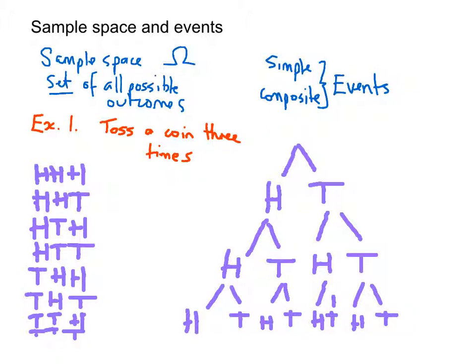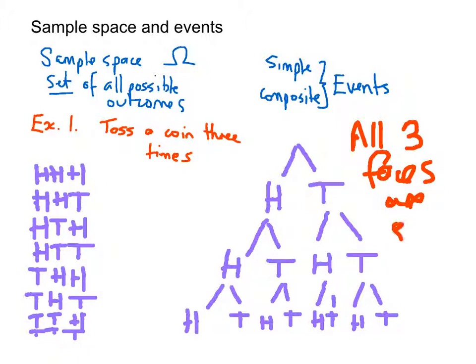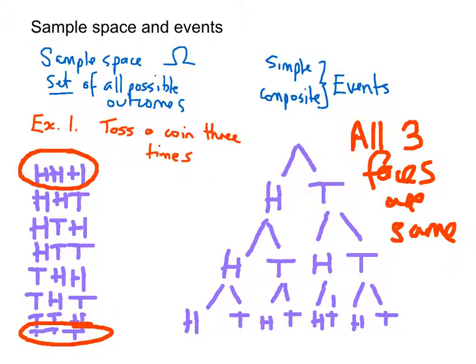What we could define though is a composite event, such as the event that all 3 faces are the same. So this would be a composite event, because in order for this composite event we either need all 3 coins to show heads or all 3 coins to show tails.